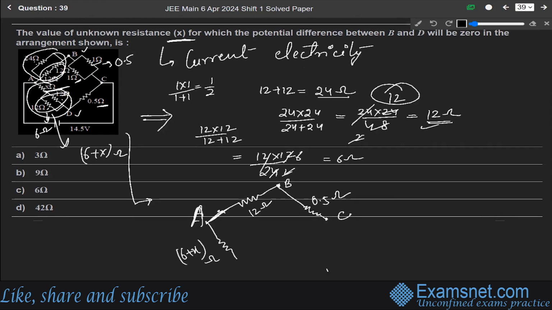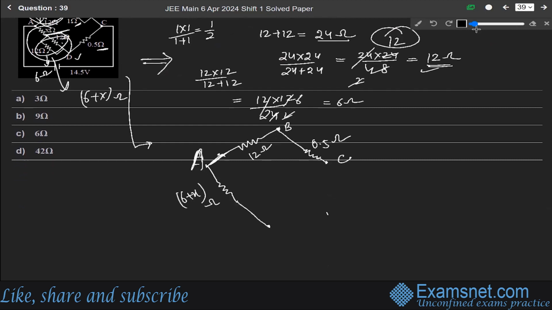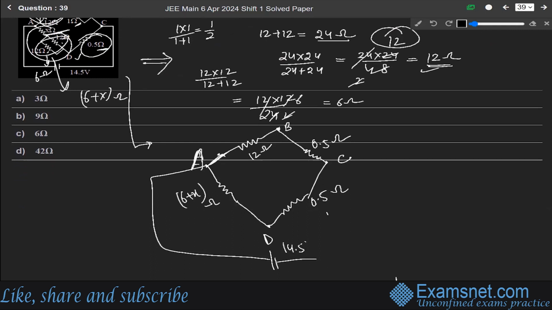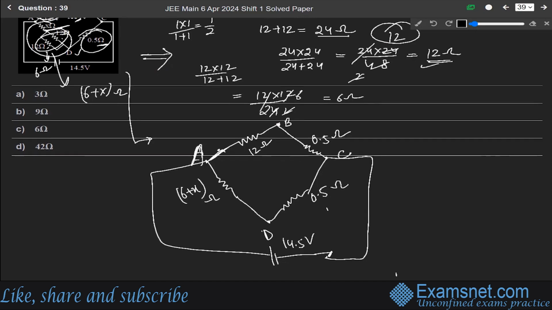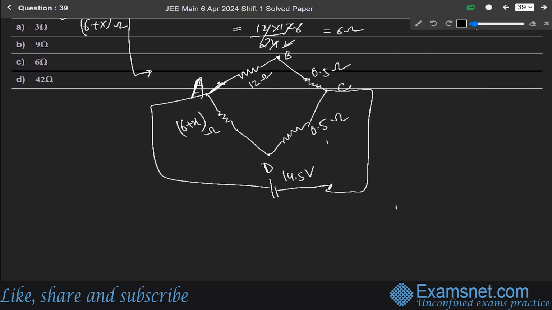And then this is point D. And between point D, this is 0.5 ohm. So it is 0.5 ohm. Okay, this is point D, and there this is 14.5 volt. So according to the question, the potential difference between B and D is 0. So this is the case of the Wheatstone bridge, balanced Wheatstone bridge.